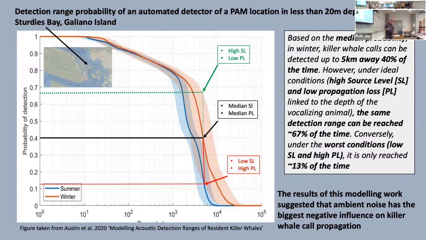At the same time, at certain times of the year, the probability of getting a 5 kilometer range is lower than 15% of the time. That affects, of course, how well you can detect and track your whales at that particular location.